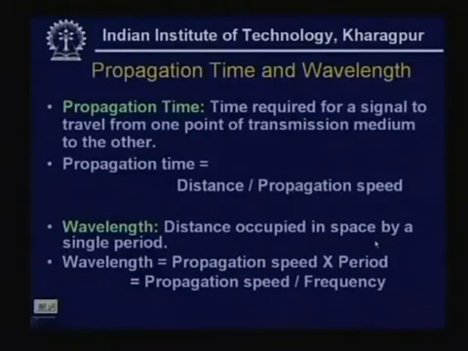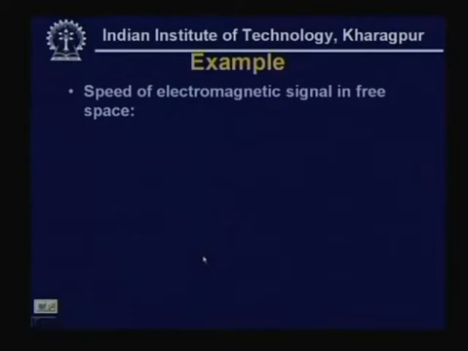Now there is another important parameter, that is propagation time. It is the time required for the signal to travel from one point of the transmission medium to another, and it is essentially the distance divided by the propagation speed. And there is a related parameter, wavelength. It is the distance occupied in space by a single period. Obviously there is a relationship between the two. Wavelength is equal to propagation speed times period, or propagation speed divided by frequency.